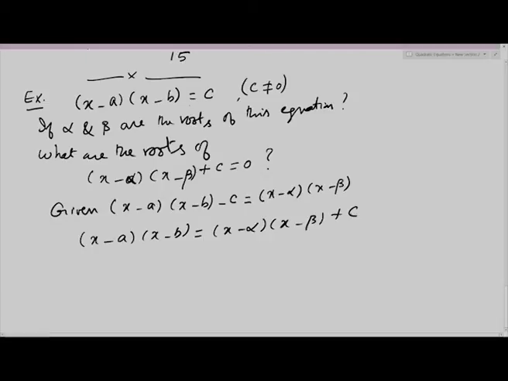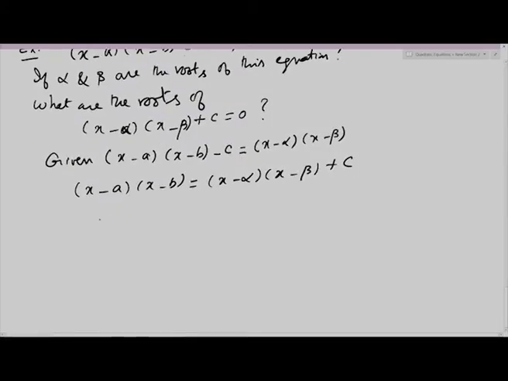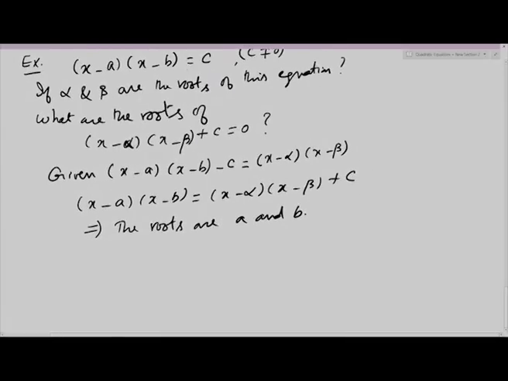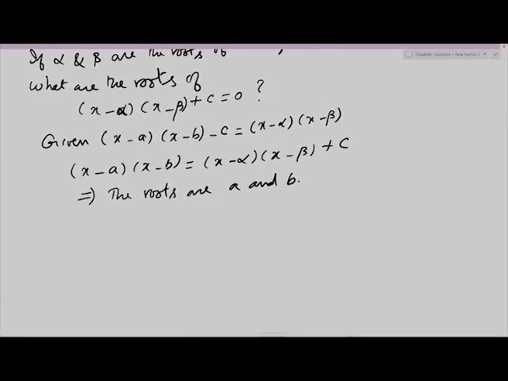Now, we look at this second equation, the given equation (x − alpha)(x − beta) + c. For this equation, if I am able to write these factors as a product of these two linear factors, then immediately we can conclude that a and b are the roots. So, without solving the problem, by looking at this you will be able to conclude that the roots are a and b.